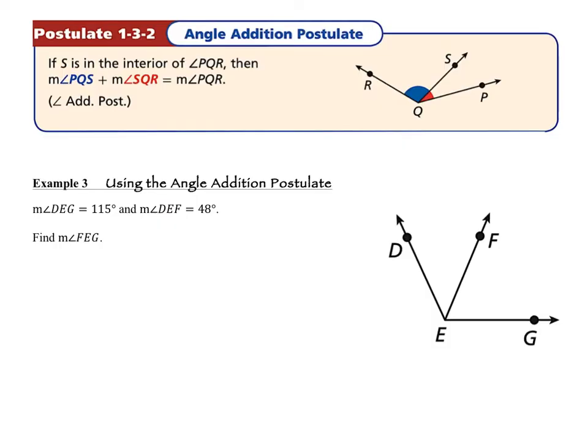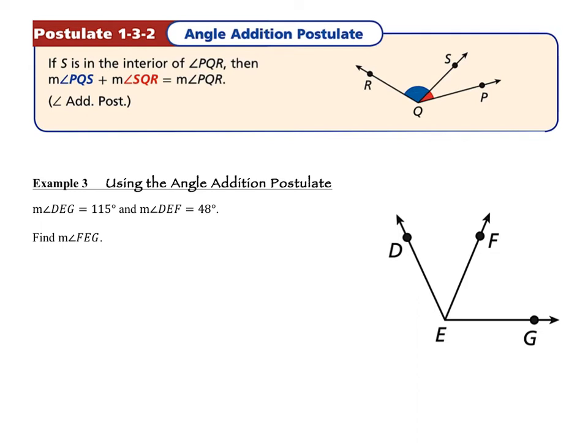Let's take a look now at the angle addition postulate. It says if we have a point S on the interior of angle PQR, and we can see S is between ray QP and ray QR, then the measure of angle PQS plus the measure of angle SQR gives us the measure of angle PQR. So this is called the angle addition postulate, and it says that we can add the measure of two adjacent angles to get the measure of the larger angle created by those two angles.